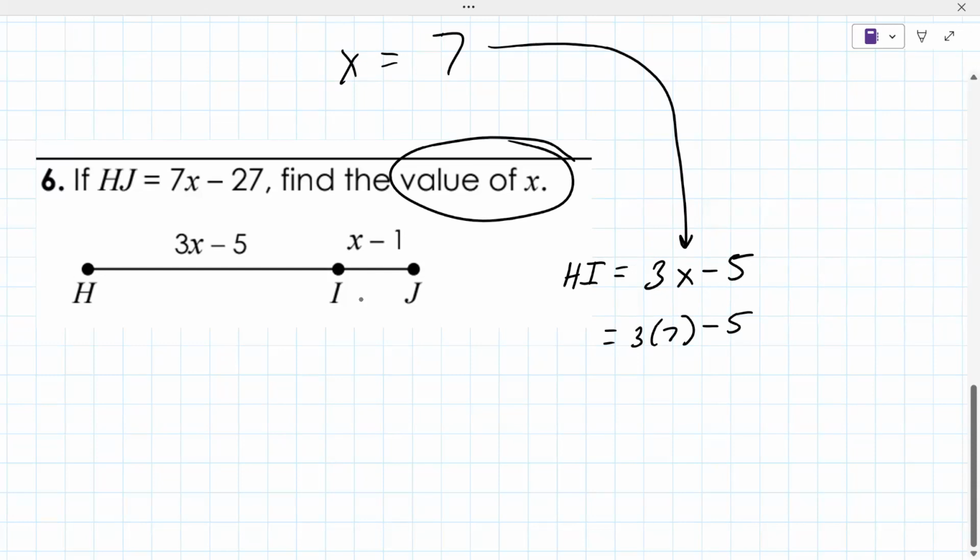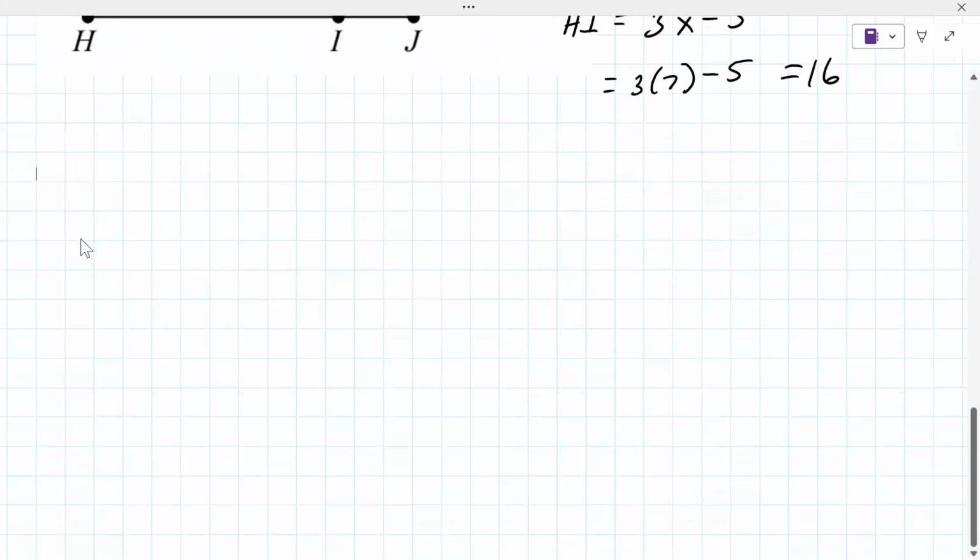And you do the same thing with the i to j. Let's just do this one. We need to move on to 7 to make sure we get everything done in time tonight. So can you tell me 3 times 7 minus 5? 16. 16, good. Okay, so let's move on to 7.